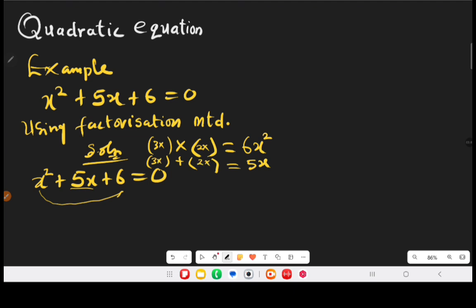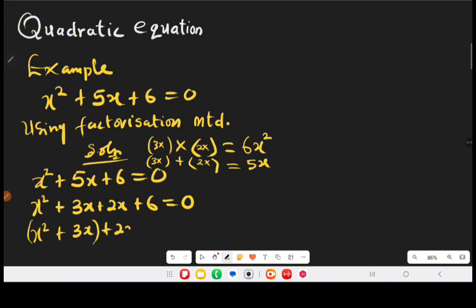Now, what we do, we use 3x plus 2x to replace 5x. Now, let's put it. We have x squared plus, instead of 5x, we replace it with 3x plus 2x plus 6 equal to 0. Then, next step, we have to group this expression into two brackets. We have x squared plus 3x, the same thing, we just group it, plus 2x plus 6, we put it in bracket, equal to 0.